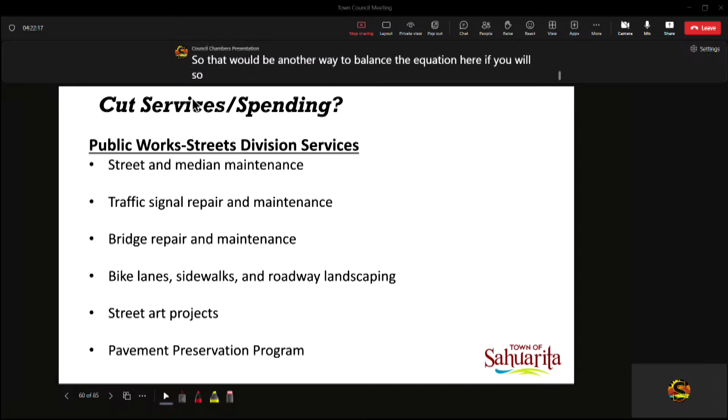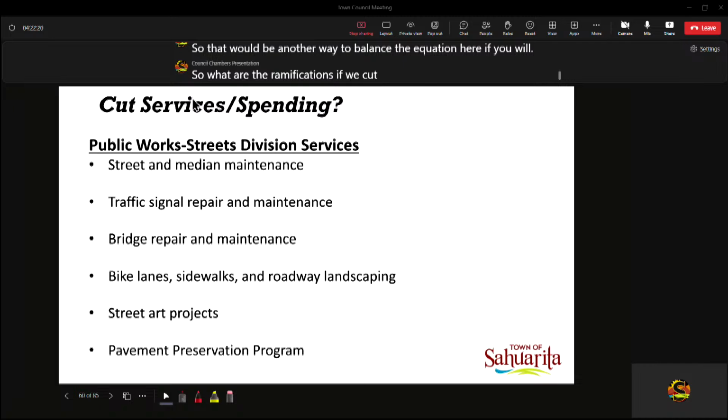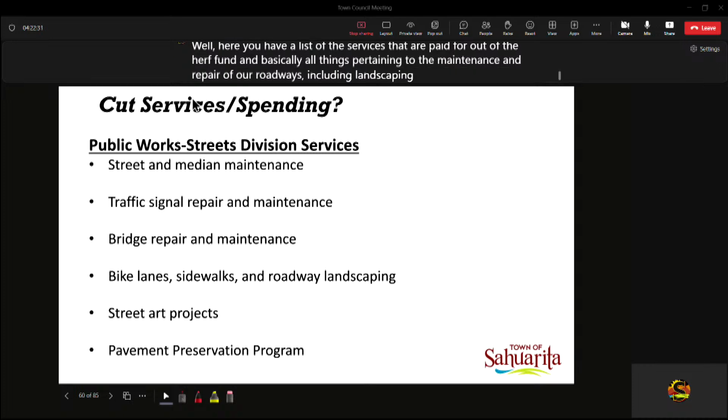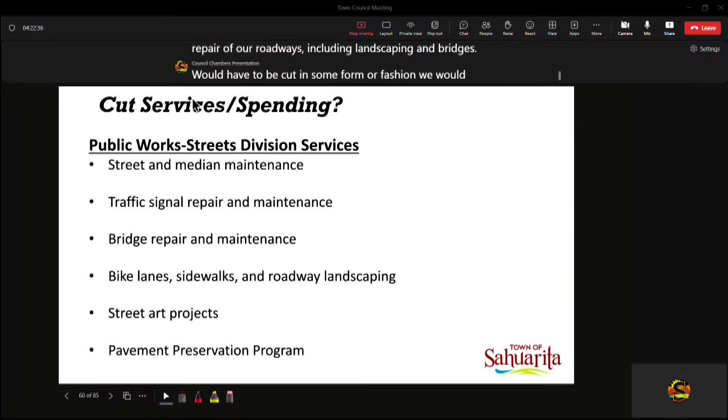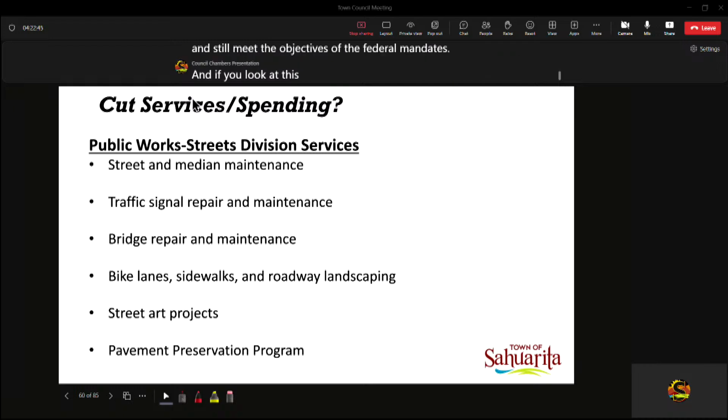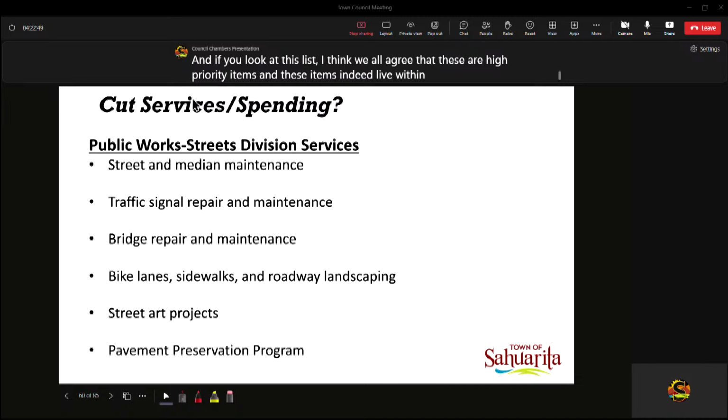So what are the ramifications if we cut costs and cut those services? Well, here you have a list of the services that are paid for out of the HURF fund, and basically all things pertaining to the maintenance and repair of our roadways, including landscaping and bridges, would have to be cut in some form or fashion. We wouldn't be able to do the same things that we're doing currently and still meet the objectives of the federal mandates. If you look at this list, I think we all agree that these are high priority items, and these items indeed live within our strategic plan.